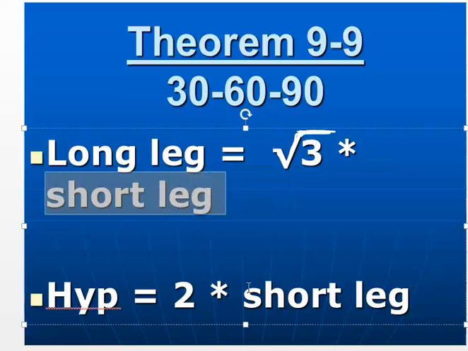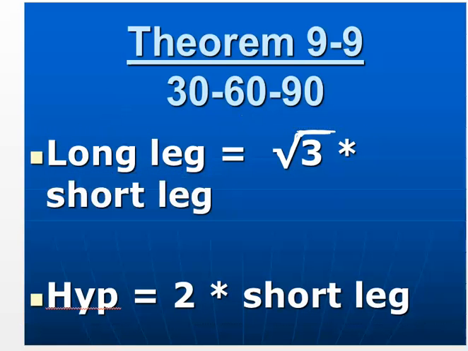So if I have the short leg, it's going to be very, very easy to get those other two sides because we're multiplying the short leg by rad 3 to get the longer leg and the short leg by 2 to get the hypotenuse. If I start with either one of those and need to go back to the short leg, then I'll divide by rad 3 if I'm starting with the longer leg. I divide by 2 if I'm starting with the hypotenuse.